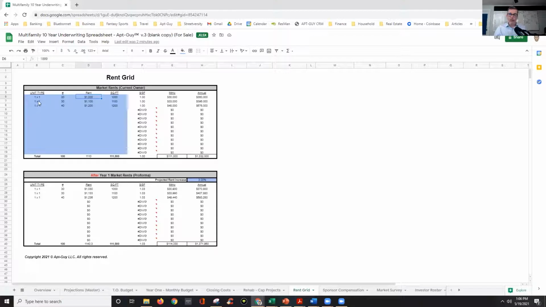You're going to do that for every single floor plan you have. And again, that's how you're going to build this from the rent roll that you get from the seller. Now you come down here to the bottom, and again, everything just duplicated from above until you get to the projected rent increase, which will start changing your rent numbers.